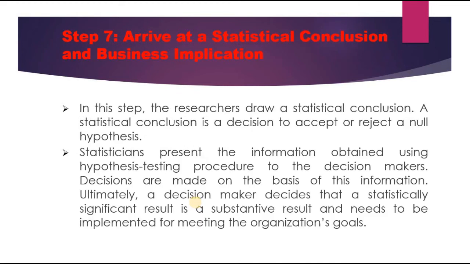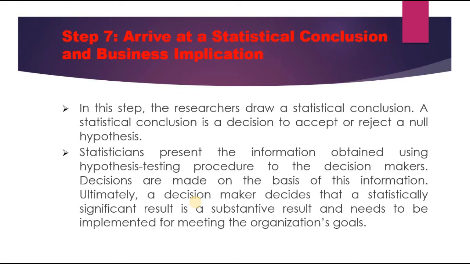Okay. And now the seventh step is we arrive at a statistical conclusion, and we make a business implication. In this step, the researchers draw a statistical conclusion. A statistical conclusion is a decision to accept or reject a null hypothesis. We have discussed this earlier also: if the sample statistic is close to the parameter or within the acceptance region, we accept the null hypothesis. If it falls within the rejection region, we reject the null hypothesis.